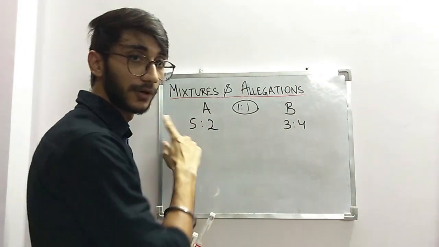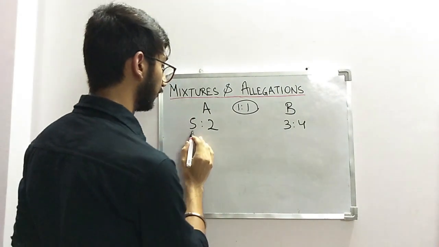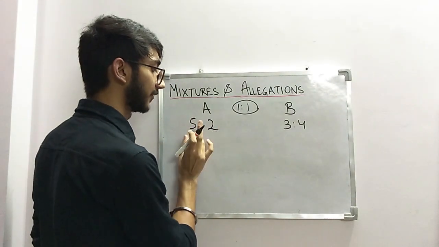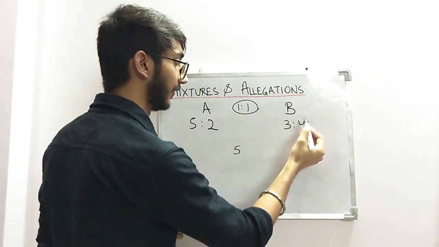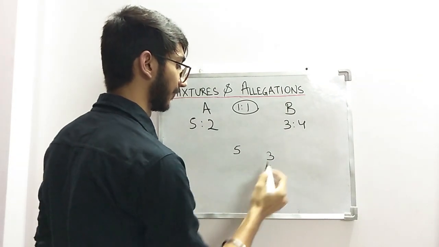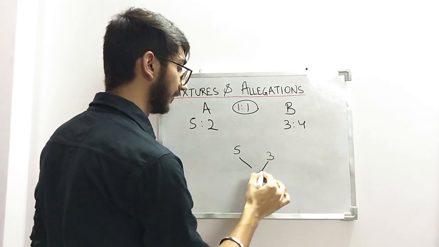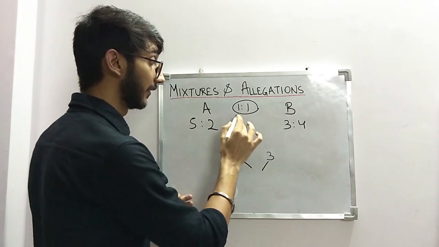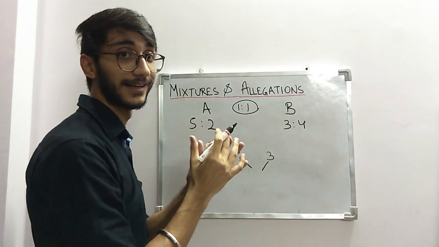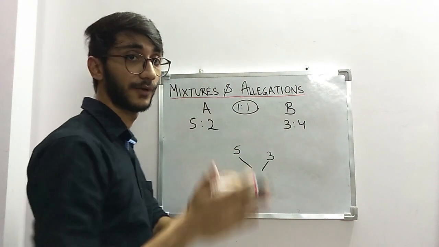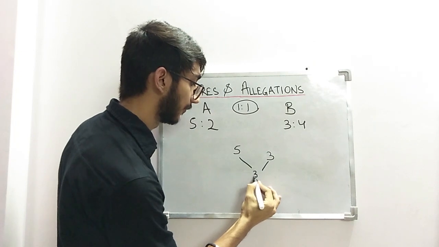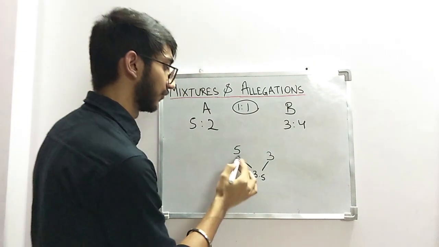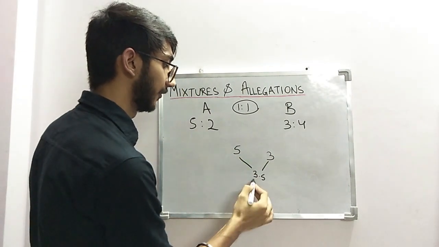So we'll use the shortcut that I told you. If I use the shortcut, out of 7 liters, we'll have 5 liters of milk from here, and we'll have 3 liters of milk from here. And in the mixture, I need equal ratios. So out of 7, I need 3.5 as milk and 3.5 as water. So that means here I will write 3.5. So 5 and 3 and then 3.5.